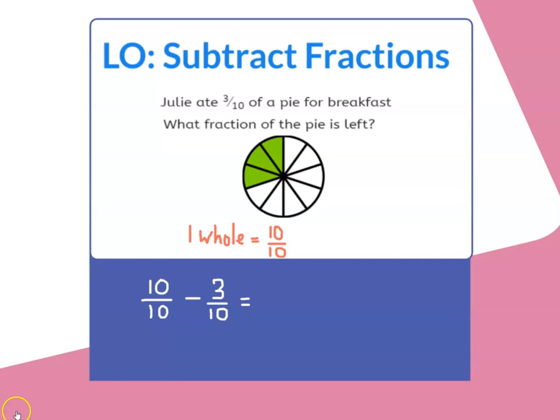Let's look at the bar model. Here we have 10/10 and we will subtract 3/10. We are left with 7/10. So we complete our number sentence. Again, the denominator has not changed because we've just taken away the numerators, the parts.